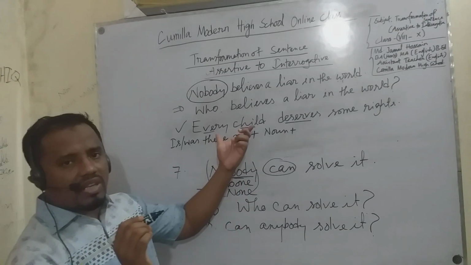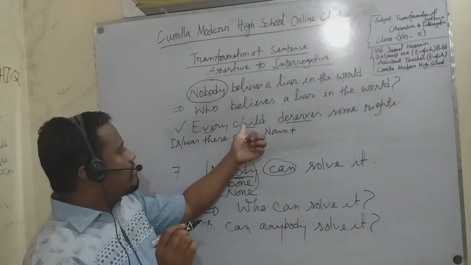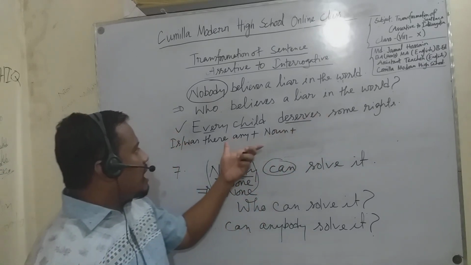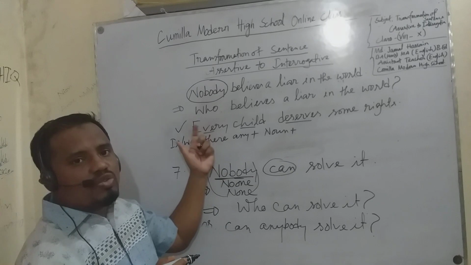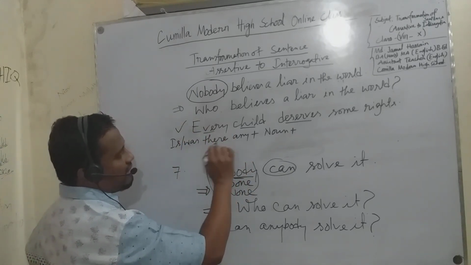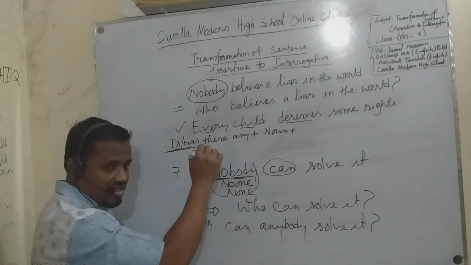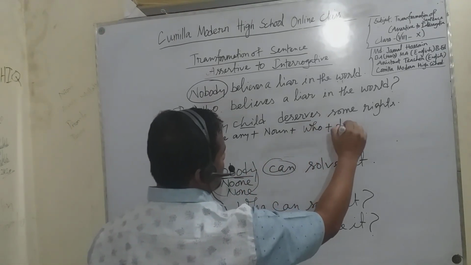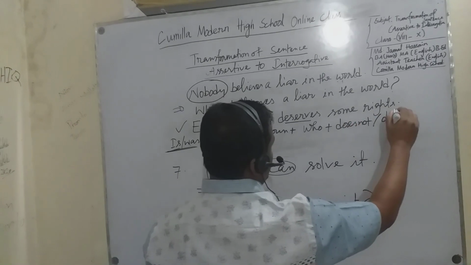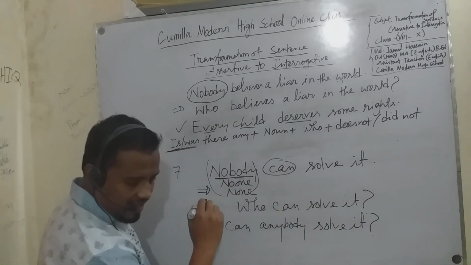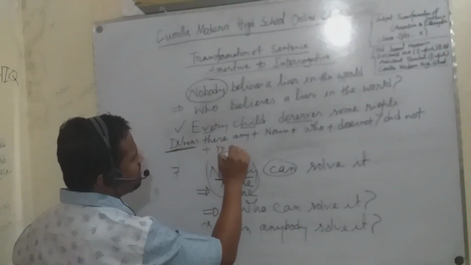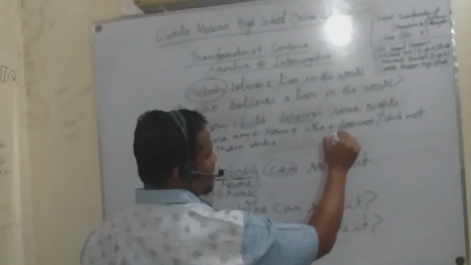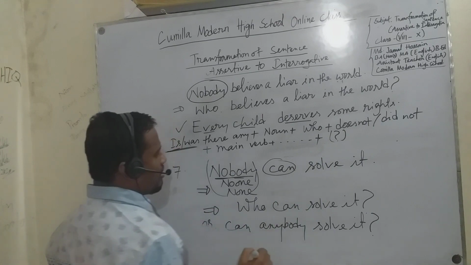If the structure of the given sentence is every plus noun plus action verb, then I will transform the sentence into an interrogative one this way: is or was there any, the is and was depending on the tense of the sentence, plus noun, plus who, plus does not or did not, plus the main verb, plus the rest of the sentence, and at the end of the sentence you will use a question mark.